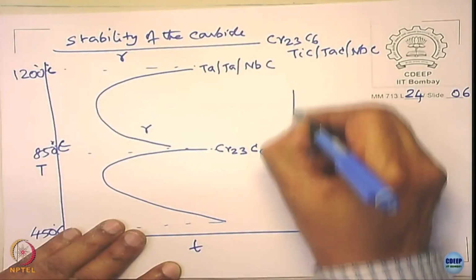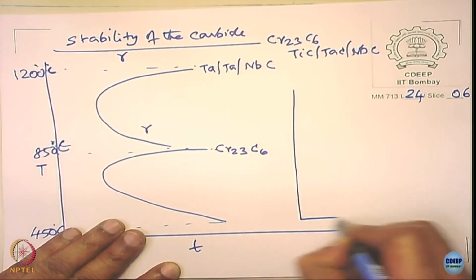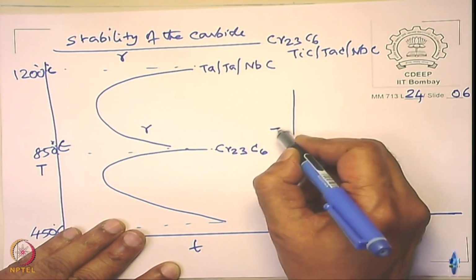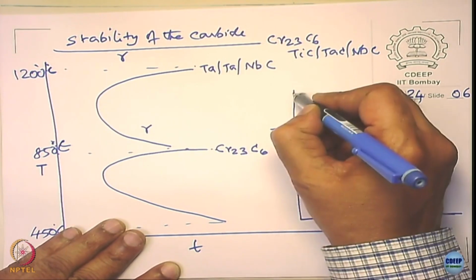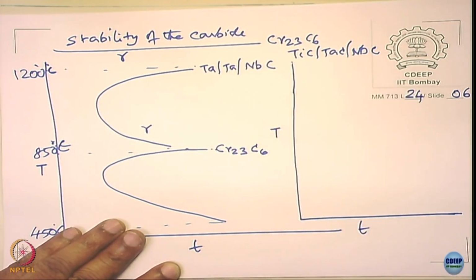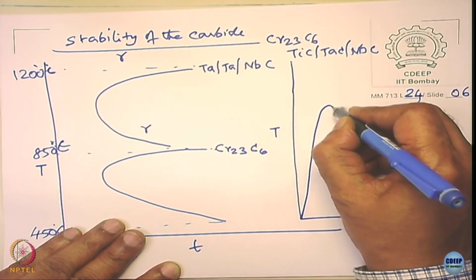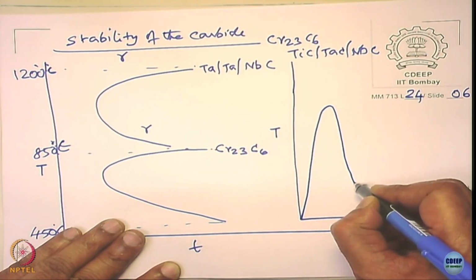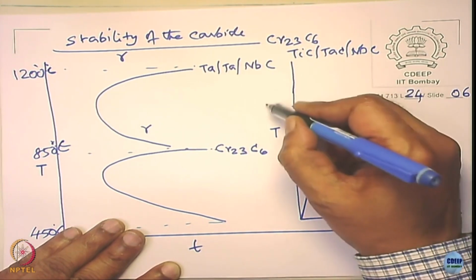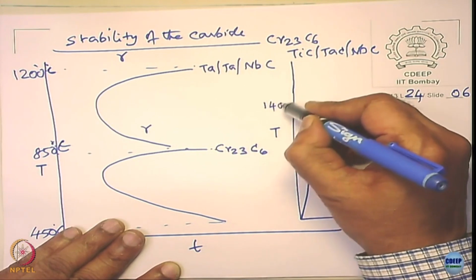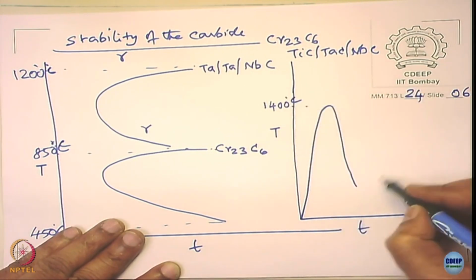Now let us look at the weld thermal cycle, right? In a multi-pass welding, what do you do? Temperature, time. I am going to draw here 1200. It's about 1400. I am going to put it about 1200. Okay.